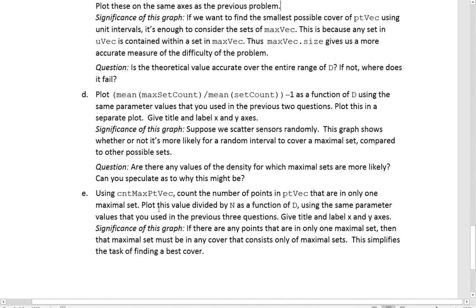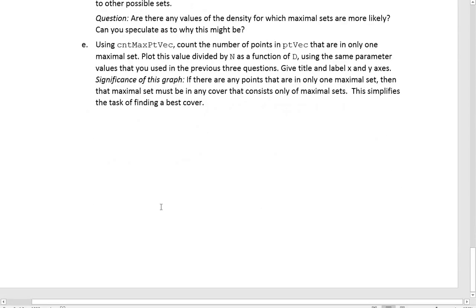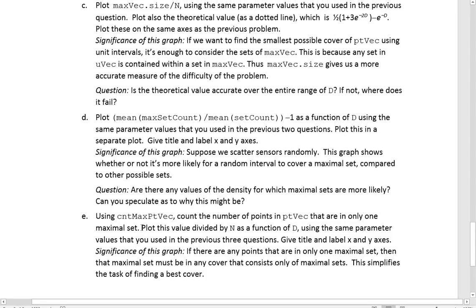All right, now last one. I think this is the last one. Yeah, it's the last one. All right. So the last one says, using count max point vec, count the number of points in point vec that are in only one maximal set. Okay, and plot this value divided by n as a function of d using the same parameter values that you used in the previous 3 questions. Give title and label x and y axes.